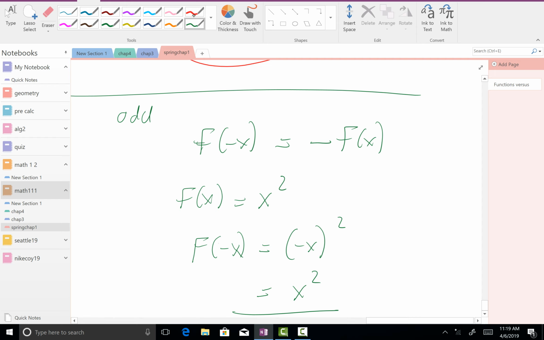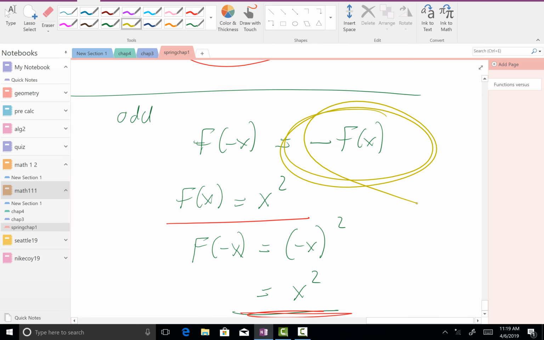Well, wait a second. Here's this. Here's this. They're the same thing. But in order for it to be odd, I have to have a negative someplace. I got to have a negative somewhere. And I don't. So this one is not odd. It's not an odd function. So, nope, not odd.